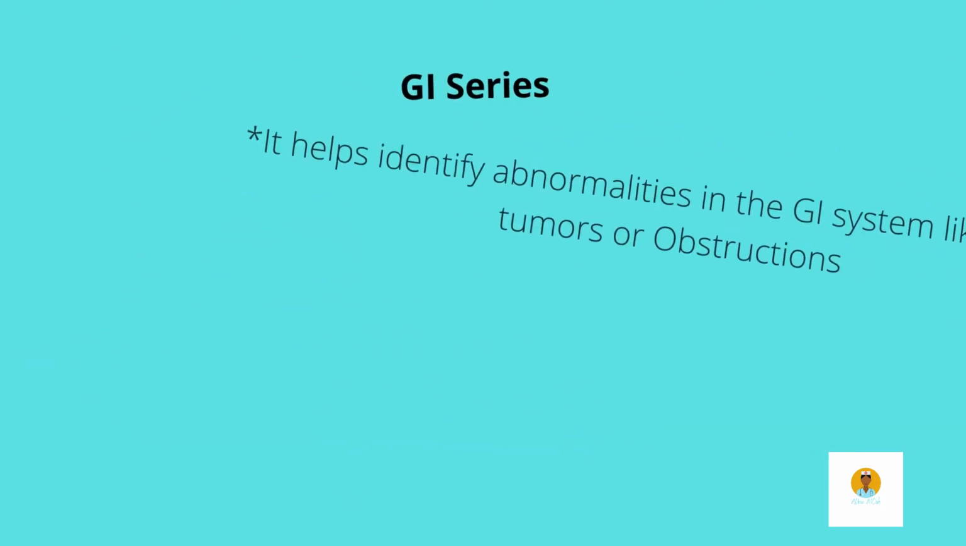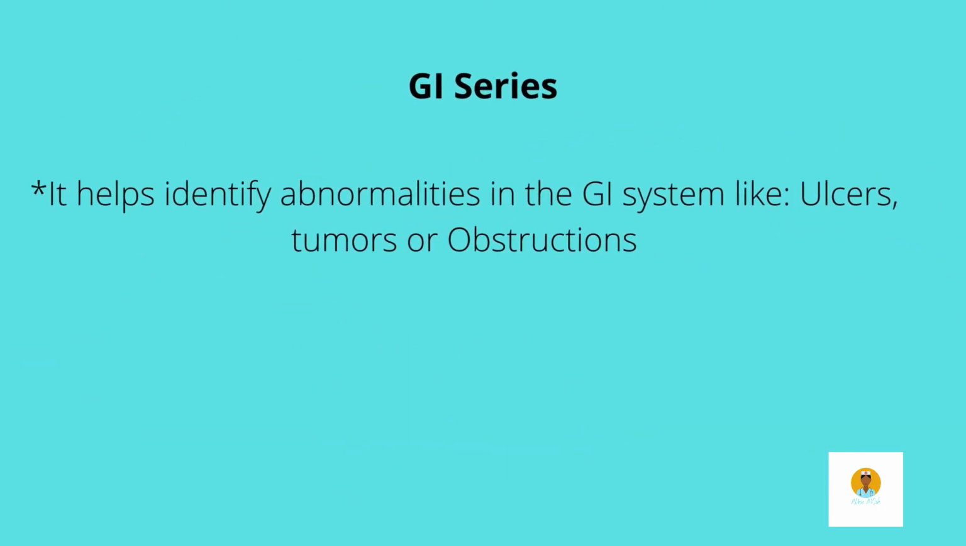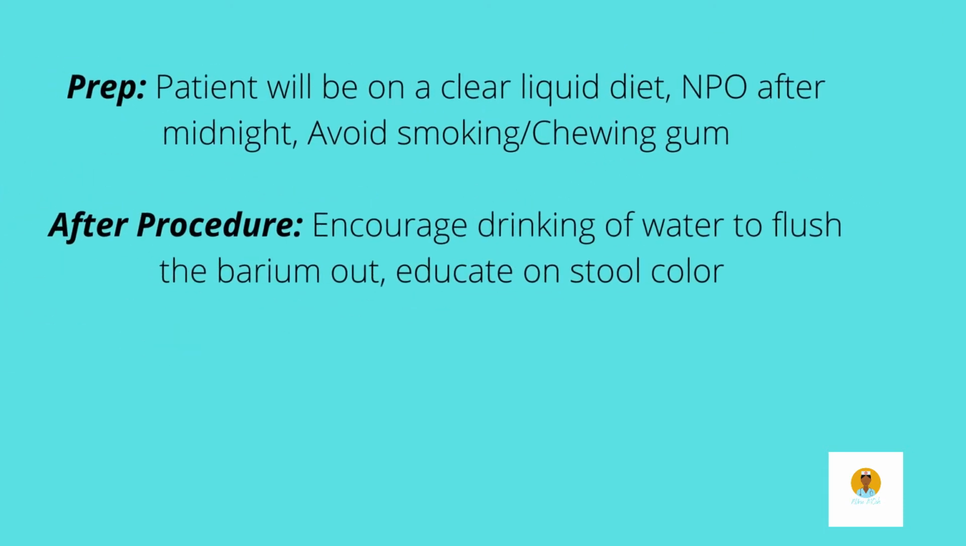GI series. So GI series is a GI procedure that helps us to identify abnormalities in the GI system. This could include things like obstructions, tumors, or even ulcers. In this procedure, the patient will drink barium, and an x-ray will be taken as the barium moves throughout the GI system. So with this procedure, we have prep, which is preparation before the procedure.